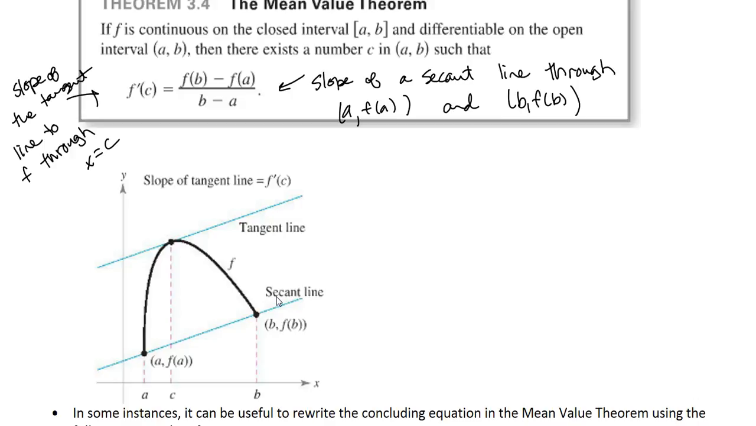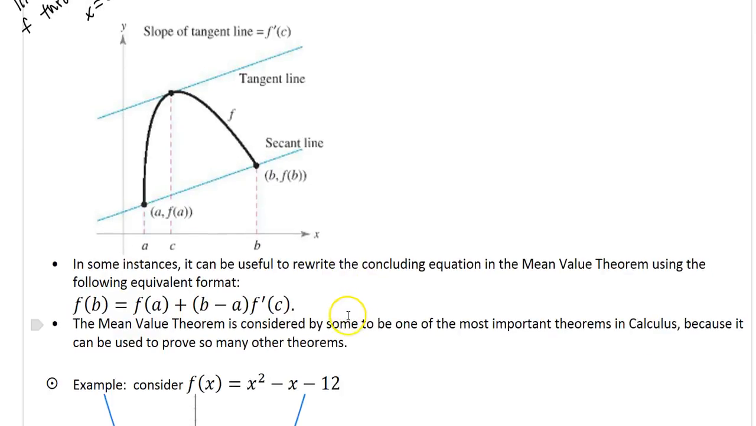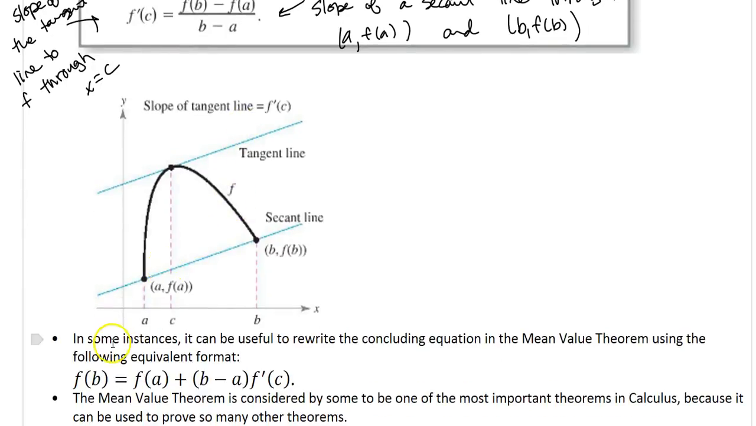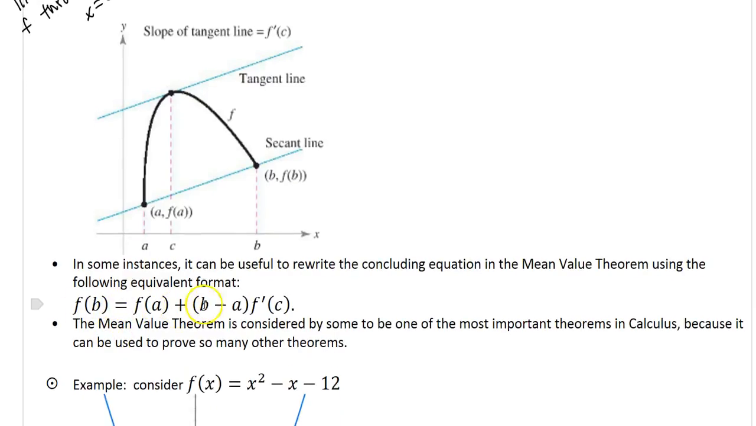Now notice that the mean value theorem only requires f being continuous on a closed interval and differentiable on an open interval. It does not require f of a and f of b to be the same value. So there's one less condition on this than there was on Rolle's theorem. Now, in some instances, it can be useful to rewrite the concluding equation by multiplying through by b minus a. So you would get f of b equals f of a plus b minus a times f prime of c, also solved for f of b. So you'll see that in some applications.